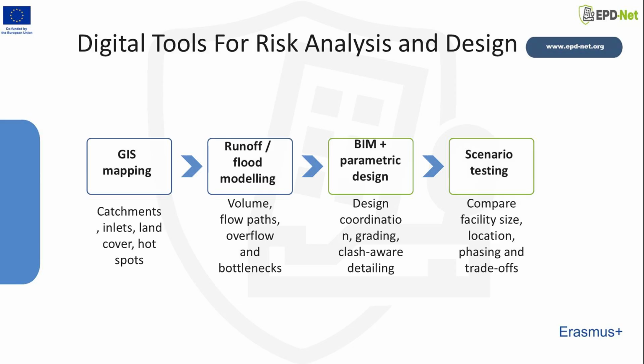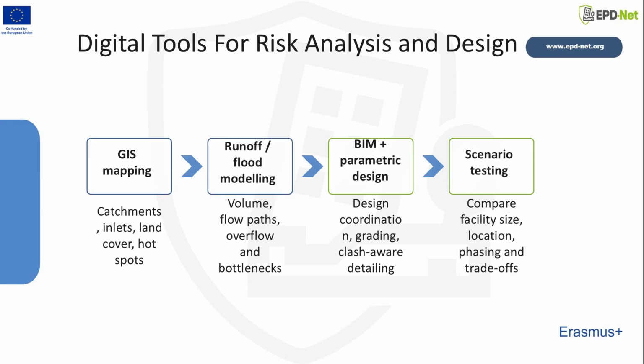Digital tools support better evidence for stormwater planning and design decisions. GIS mapping helps identify catchments, inlets, land cover patterns, and risk hotspots. Runoff and flood modeling help estimate volumes, flow paths, overflow behavior, and bottlenecks. BIM and parametric design workflows support design coordination, grading, and detailed spatial integration. Scenario testing makes it possible to compare the size, location, phasing, and trade-offs of different facilities and strategies.